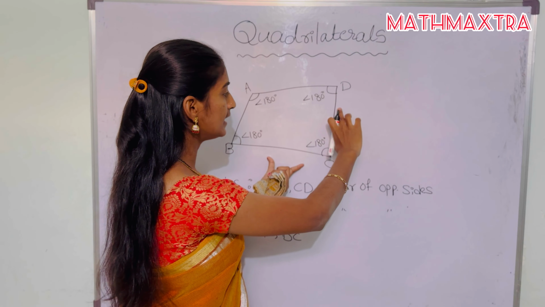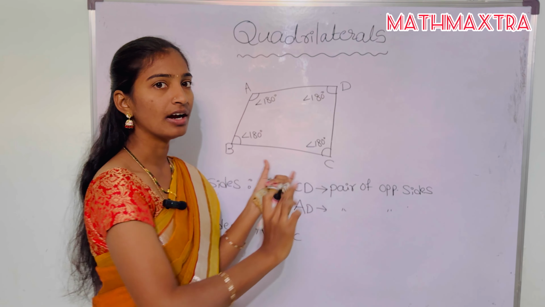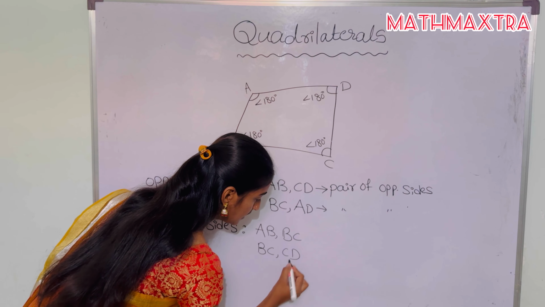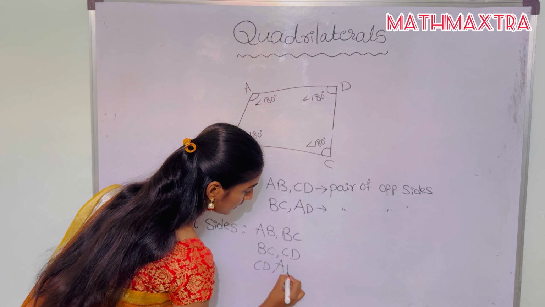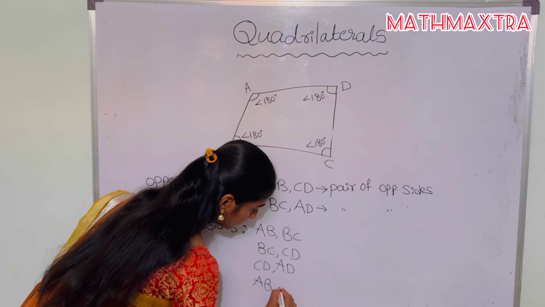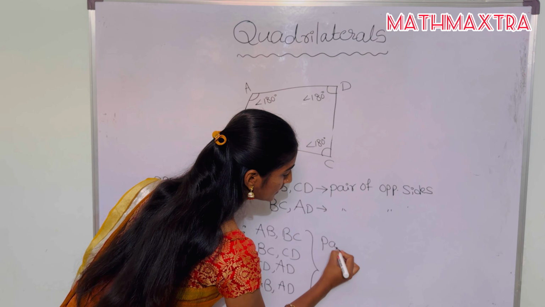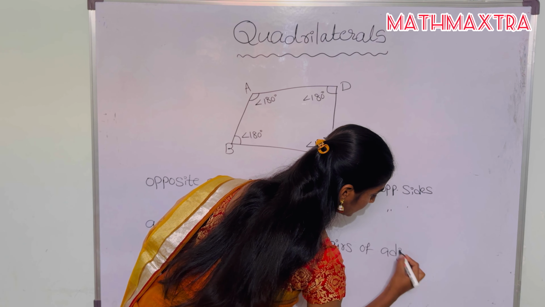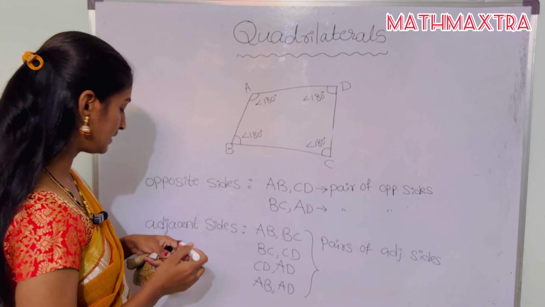Okay, BC and CD, they have a common vertex C. That is why we call BC and CD adjacent sides. Similarly, CD and DA, AD and AB. These are all pairs of adjacent sides. Okay, these are adjacent sides.